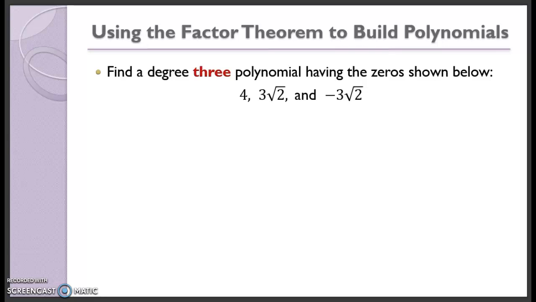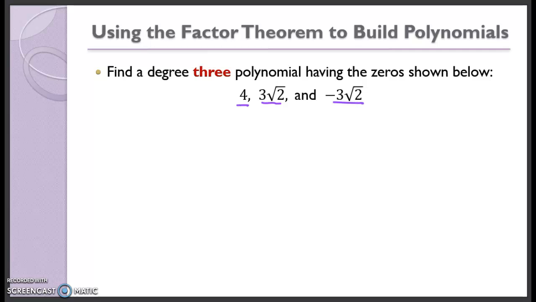Hey everybody, in this video we're going to talk about finding a polynomial of a given degree with given zeros. Now we use the factor theorem when we're doing this. We're told to find a degree 3 polynomial that has these 3 zeros. Now this is just a value, right?